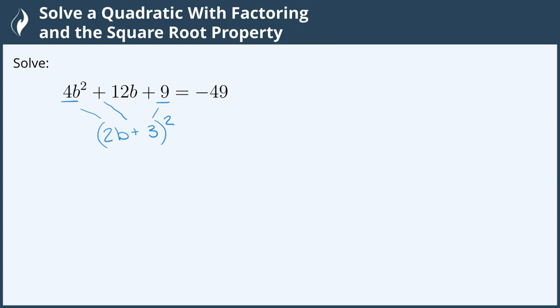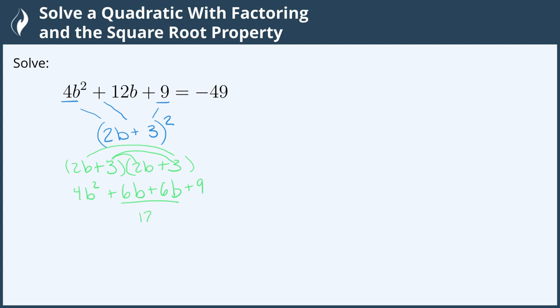To double check that, we can multiply 2b plus 3 times 2b plus 3 with the FOIL method. We end up with the first times the first. 2b times 2b is 4b squared. Outside gives us plus 6b. The inside is also plus 6b. And the last is 3 times 3, which is plus 9.